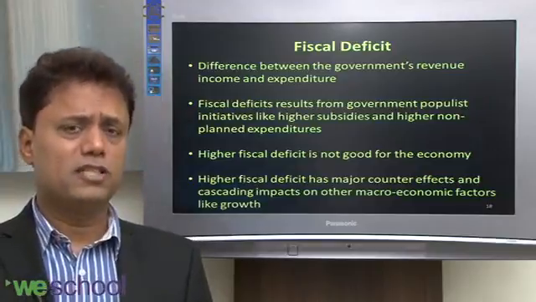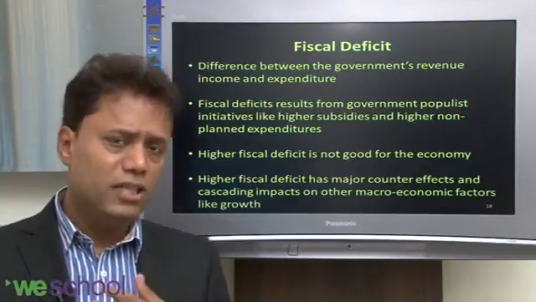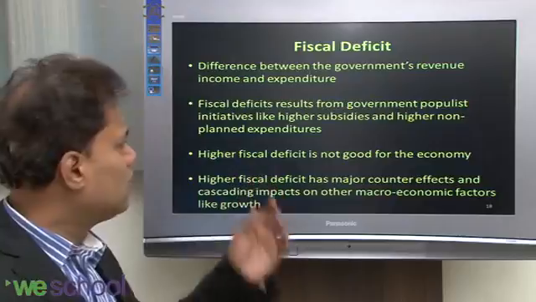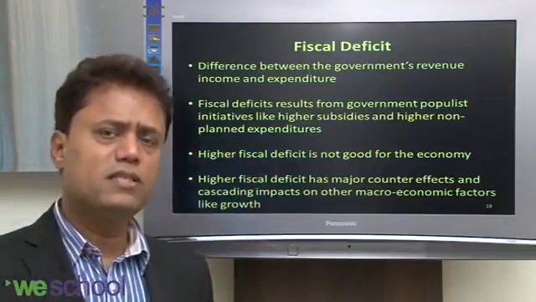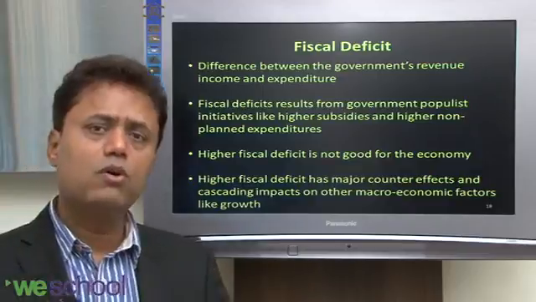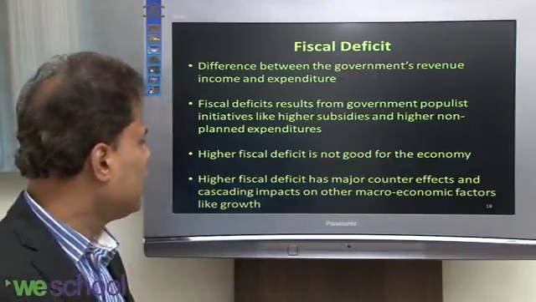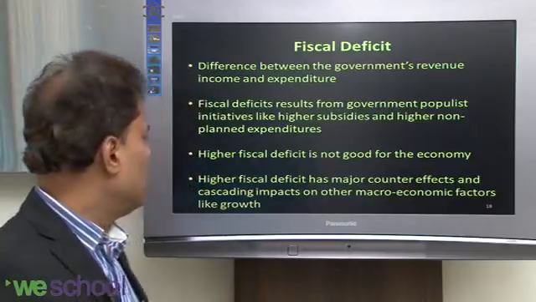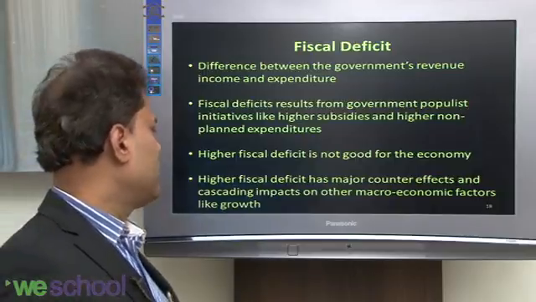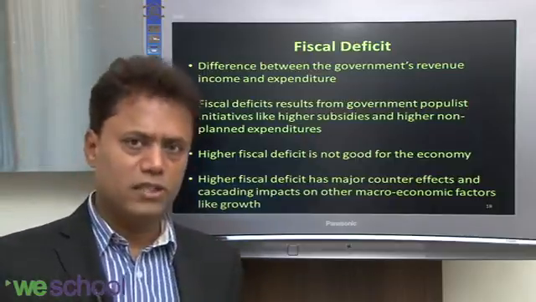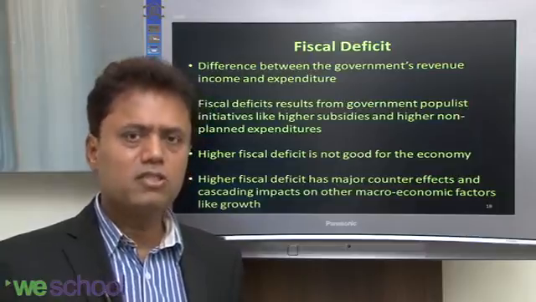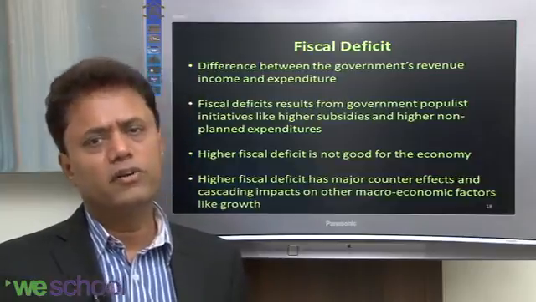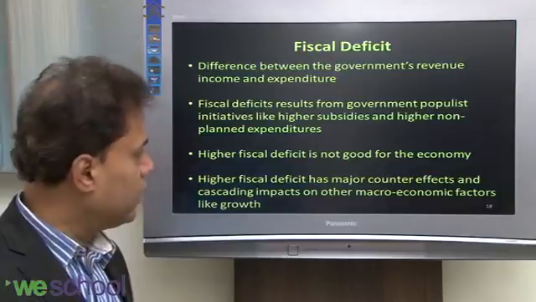The disinvestment process is another thing, and dividends from the banks, RBI and other government entities. So these are the few things the government can use to control its fiscal deficit. Higher fiscal deficit is not good for the economy because you will not get investments from foreign companies. Higher fiscal deficit has major counter effects and cascading impacts on other economic factors like growth that we have seen, right? Higher deficit means your currency, the rupee, will get weakened. If the currency gets weakened, then foreign capital will not come into your country.